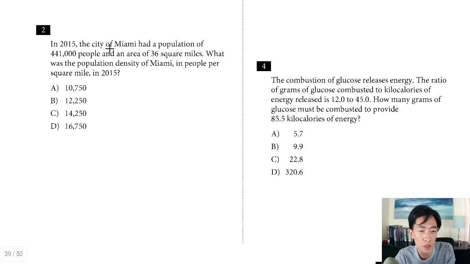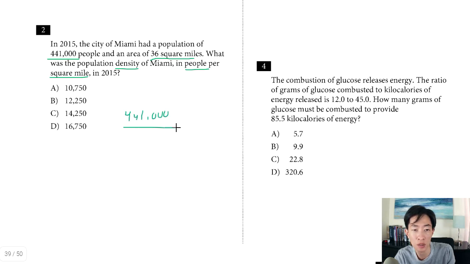Question 2, in 2015, the city of Miami had a population of 441,000 people and an area of 36 square miles. What was the population density of Miami in people per square mile? Even if you have no idea what population density means, they're basically defining it for you. They're saying people per square mile, which means that we're going to divide. So we're going to take 441,000 people divided by 36 square miles, and when you do that on your calculator, you're going to get 12,250.